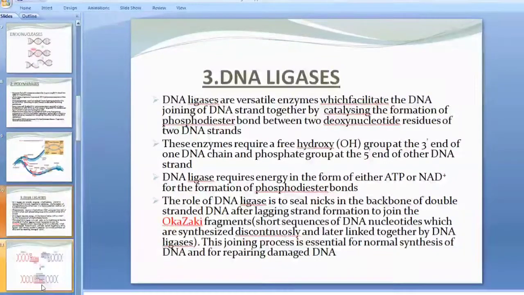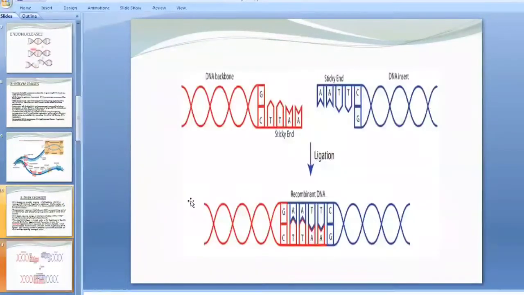Next, here you can see the picture regarding the ligation. What is ligation? Ligation is nothing but the joining of two cut fragments or restricted fragments by the DNA ligase. Here you can see the recombinant DNA because of the process called ligation.